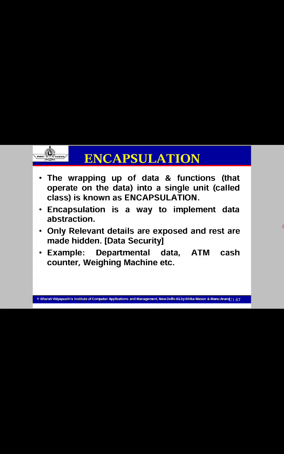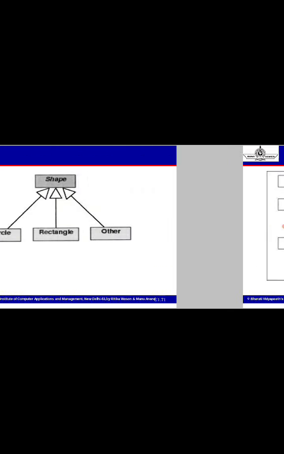Encapsulation is another important feature. Encapsulation means data hiding or data security. Hiding some members or data is called encapsulation. So the wrapping up of data and functions that operate on the data into a single unit called class is known as encapsulation. Encapsulation is a way to implement data abstraction. So these are important features.